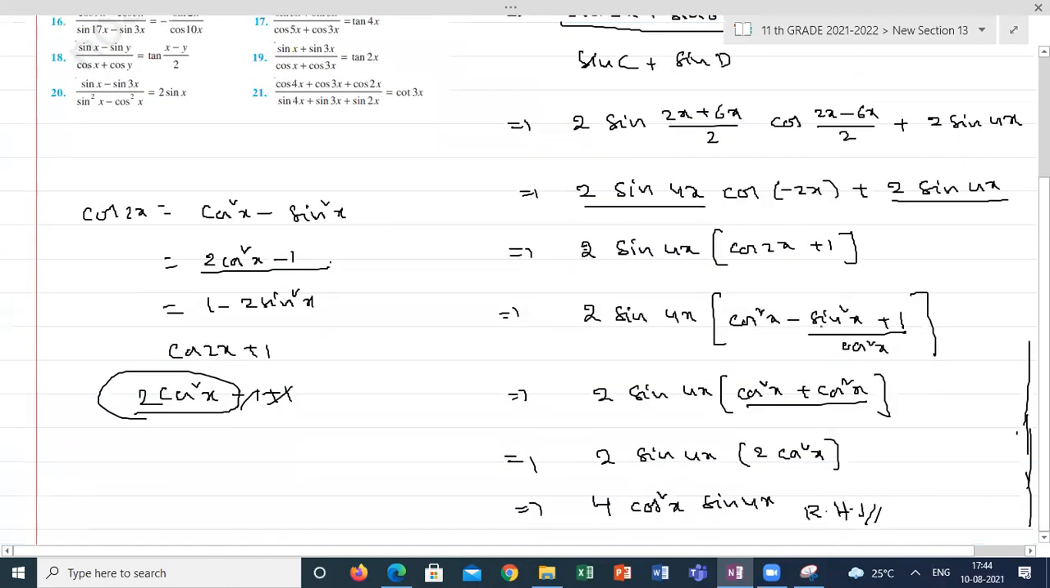Or you have to assume this is like 1 minus sine square x. This whole expression can be written as 1 minus sine square x, and 1 minus sine square x is nothing but cos square x. Hope you understood. No confusion. Am I right? Yes, sir.